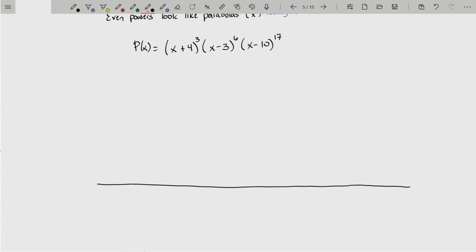So let's go ahead and plot out the x-intercepts. So the 0 from that factor is going to be negative 4. The 0 from that factor is a 3. And the 0 that turns off that factor is a 10. Those are our x-intercepts. I'm going to draw those in blue. So let's just pretend as though that's negative 4. And let's pretend as though this is positive 3. And this is 10.